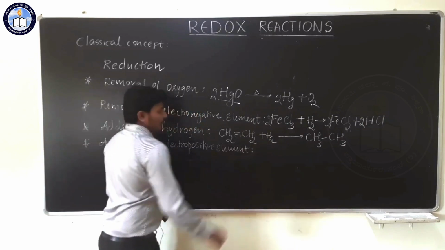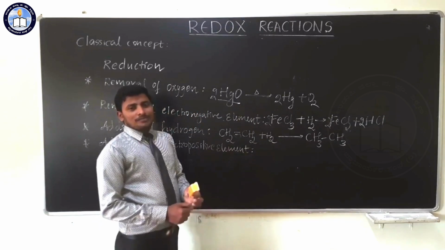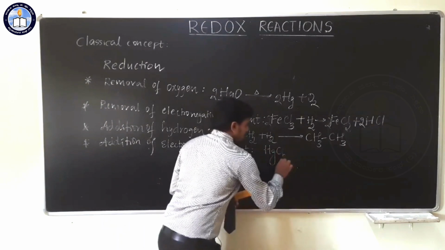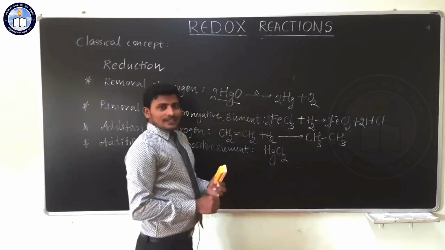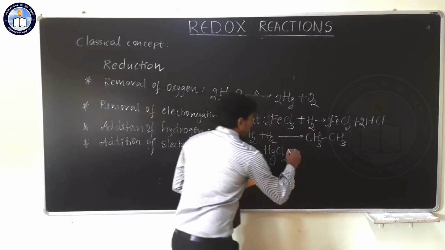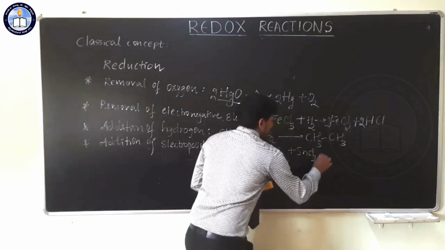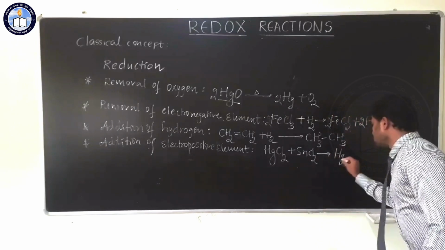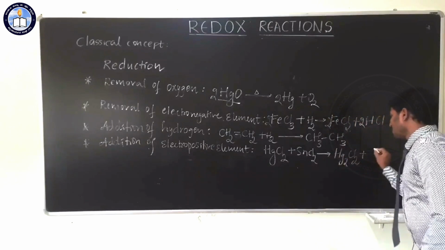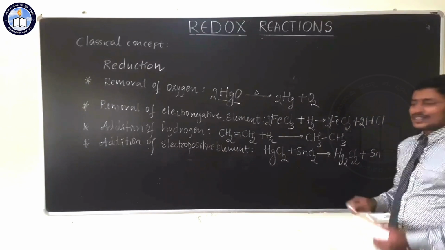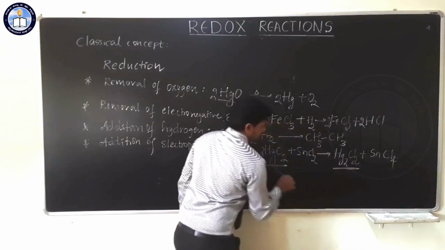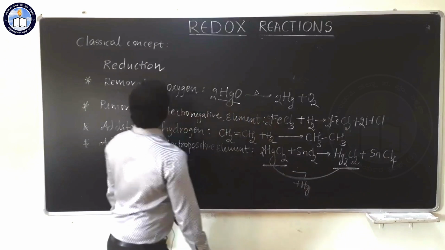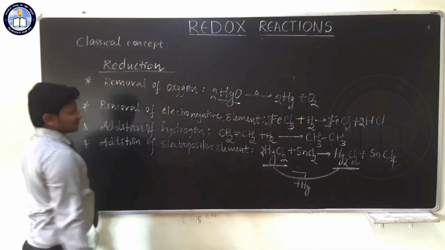Next one, addition of electropositive element. So what is the example for that? HgCl2 plus SnCl2, what are we getting? Hg2Cl2 plus SnCl4. If you see the difference here, one mercury Hg we added, and that is going to be a reduction process.